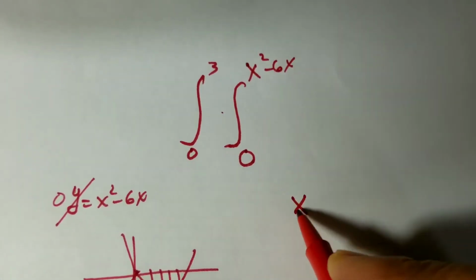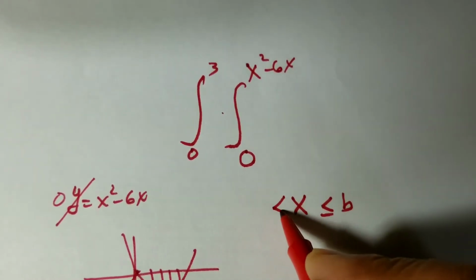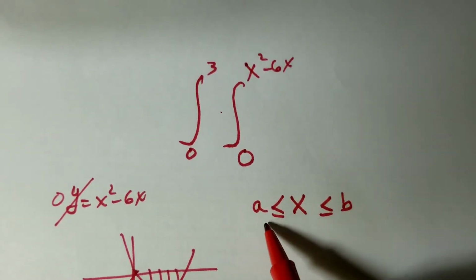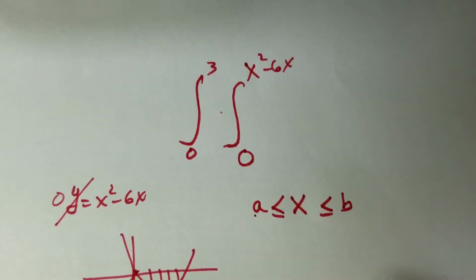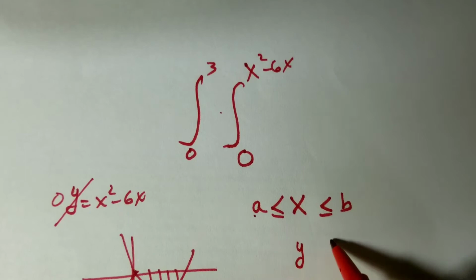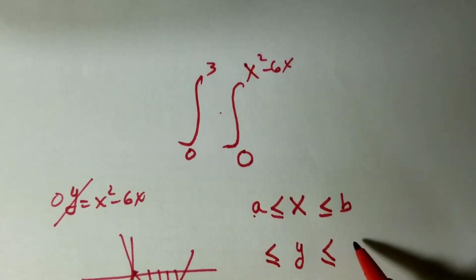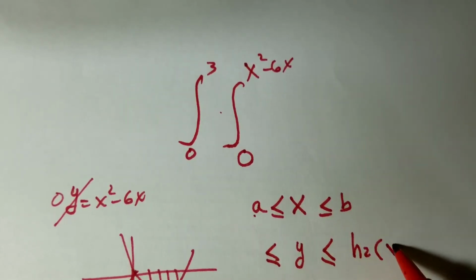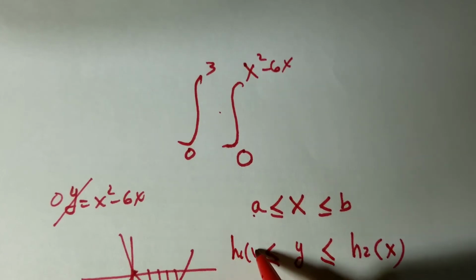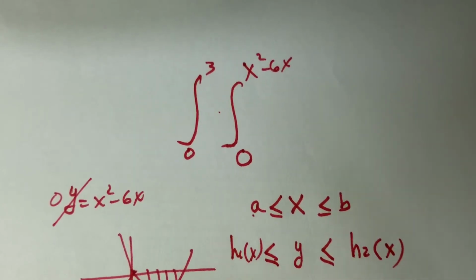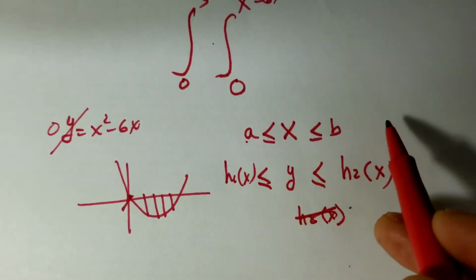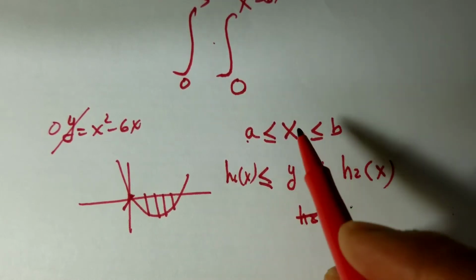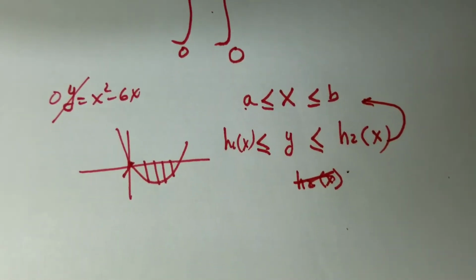Then x has to be fixed between a and b, and b must be greater than a. Your y must be bounded between two functions, h2 of x and h1 of x. Therefore, h2 of x must be greater than h1. Therefore, x can be fixed, but y has to be a function of the outside variable.